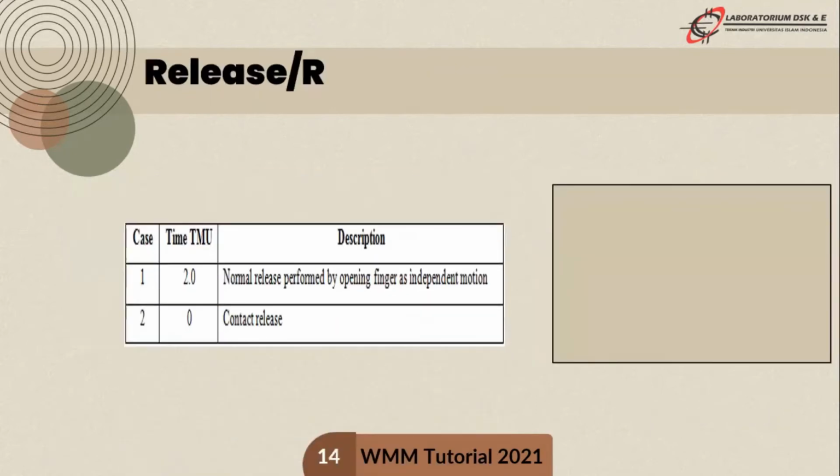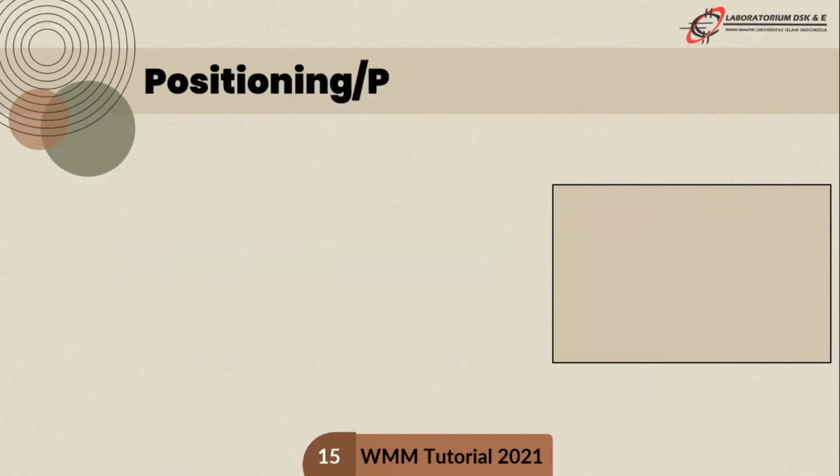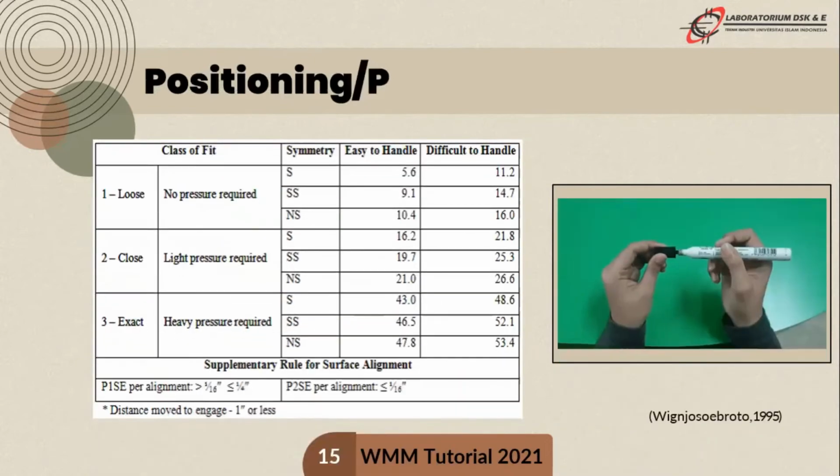Okay, let's continue with the next activity, release. There are 2 cases of release by description. For case number 1, normal release is performed by opening the fingers as an independent motion. For case 2, it's only a contact release, usually by horizontal distances. Let's continue to the next activity, positioning.